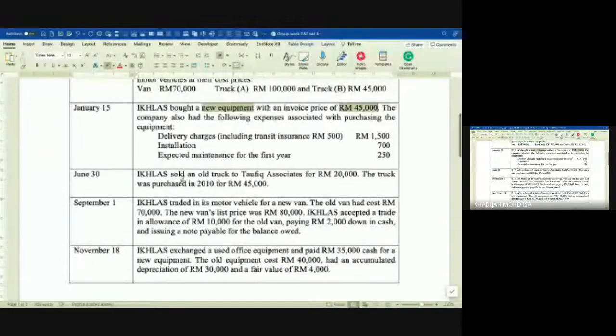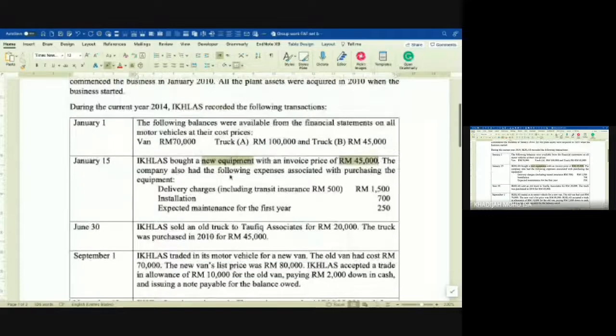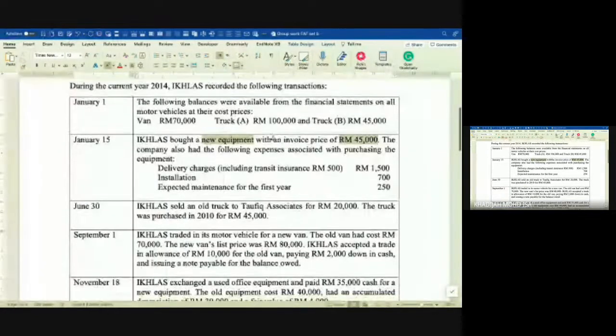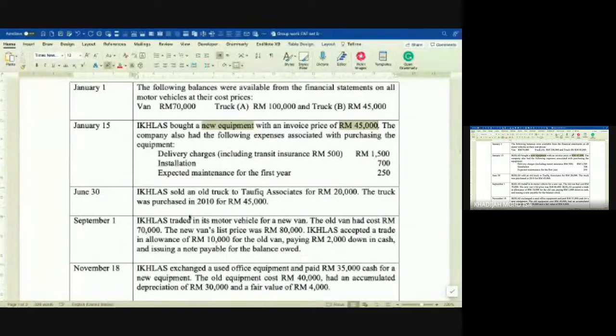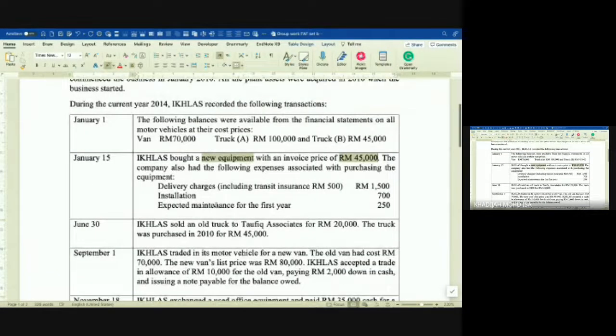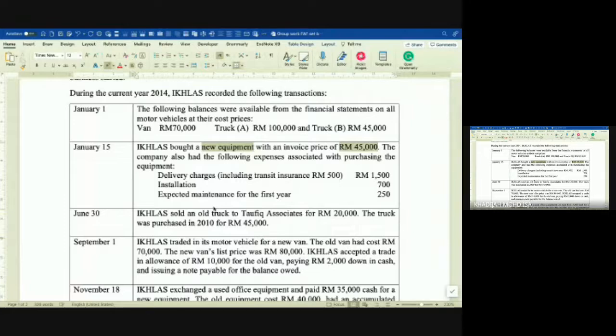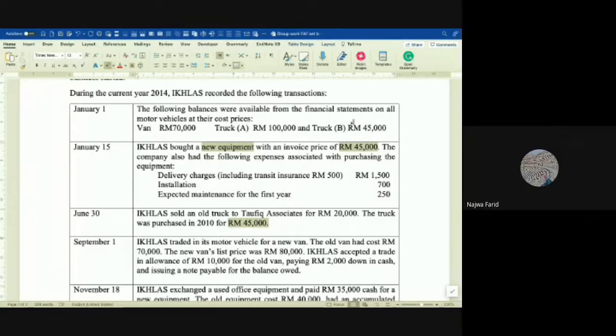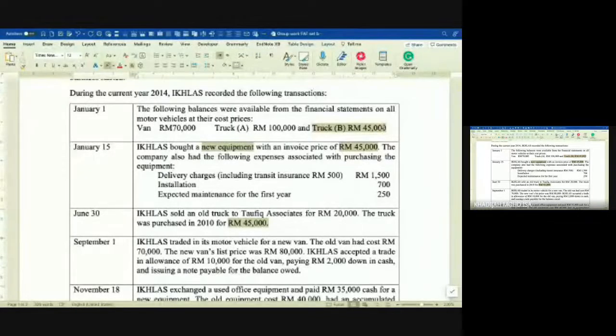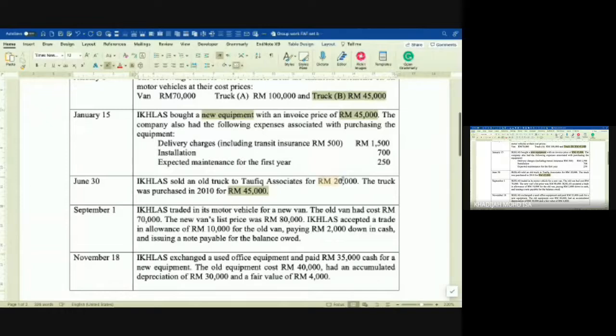IKHLAS sold an old truck. So now you have sold an old truck, which is truck A or truck B, for 20,000. The truck was purchased in 2010 for 45,000. So which truck are you referring to? Truck A or truck B? Truck B. So you have a disposal of this truck later, yeah? And you sold that for 20,000. So what you have to do upon disposal, you have to look at the accumulated depreciation, all right, and then see how much you receive, 20,000, and whether there's a gain or loss on the disposal.